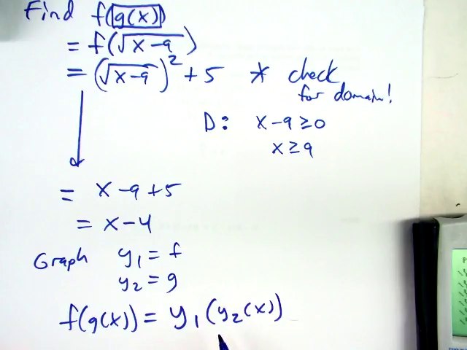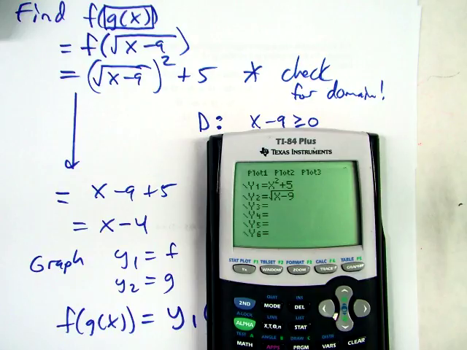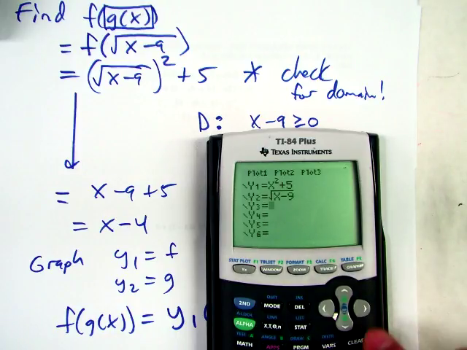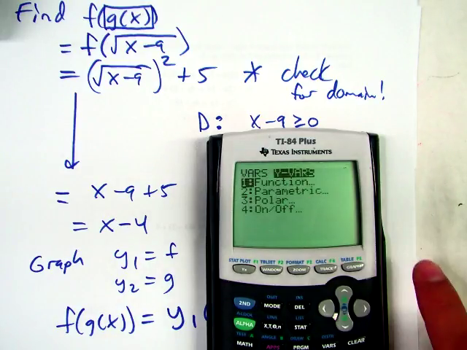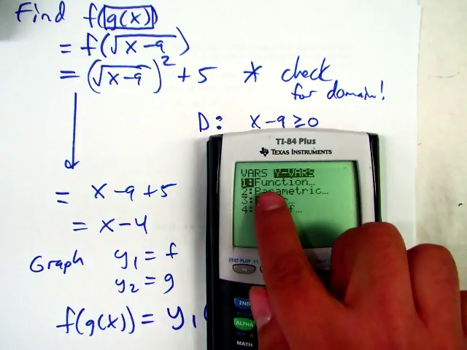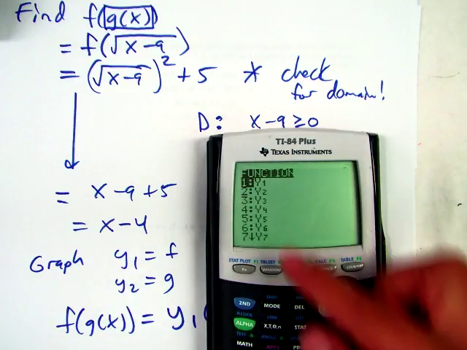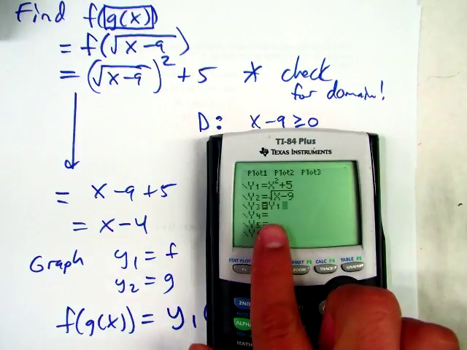Okay? So what I'm going to do now is for y3, if you go to, I'm trying to remember, vars. Yep. There it is. If you go to vars, right here, the vars button, you go to y vars. The first option says function. Hit enter. And now this is where you can tell your calculator to look at y1 or look at y2. So I'm going to hit enter and see how it puts y1 in there now.